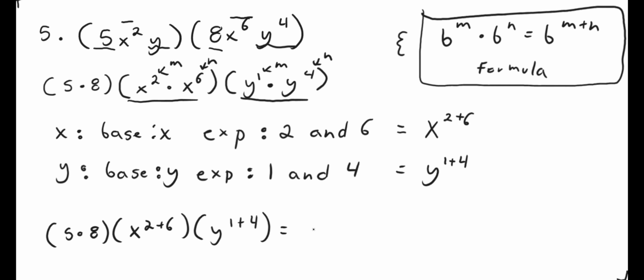Now let's combine it all together. So obviously 5 times 8 equals 40. x to the power of 2 plus 6 equals 8. And then y to the power of 1 plus 4 equals 5. And that's our wonderful answer.